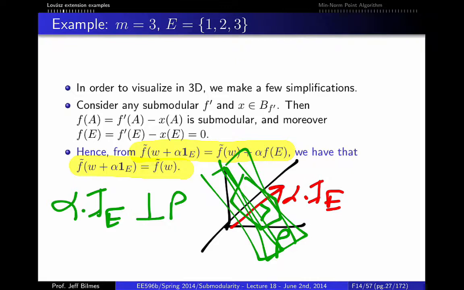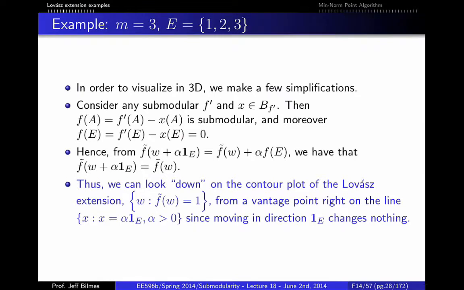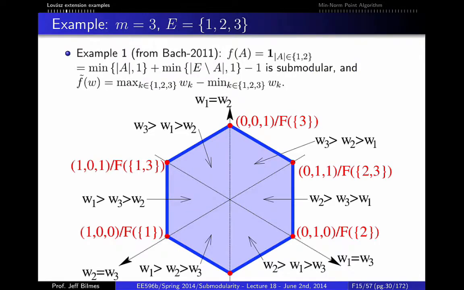thanks to the fact that we've normalized the submodular function in this fashion by saying that f of the ground set is equal to 0. And so when we do that, we can in some sense look down at the contour plot and look at contours on these planar slices where the Lovász extension is equal to 1. Okay, and we find everything, at least from the perspective of contours, because as we change alpha, move up and down this vector 1e, we're looking at different planar slices. We're not actually changing the contours in this case. And so here's one example of it.